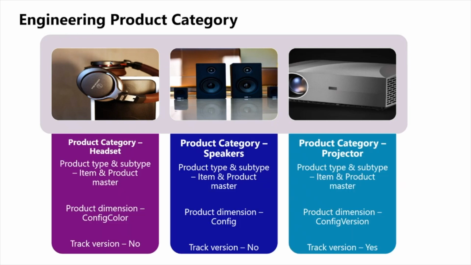Engineering product category will define what should be a product type, if it is an item or a service type of product, what should be a product subtype, whether it would be a product master or a product. And if the product subtype is a product master, then what will be the product dimension group in order to track the product variants such as size, color, style, configuration, and version.